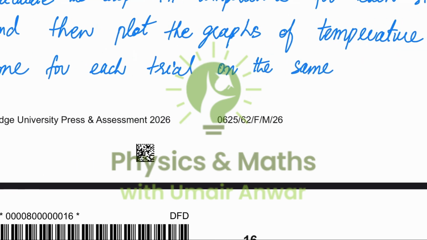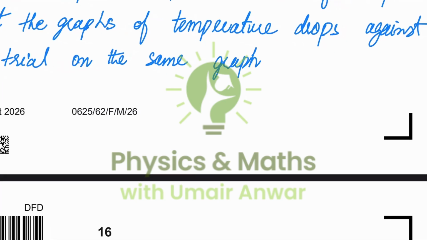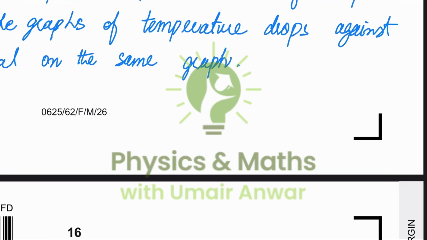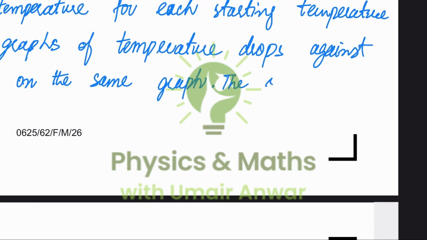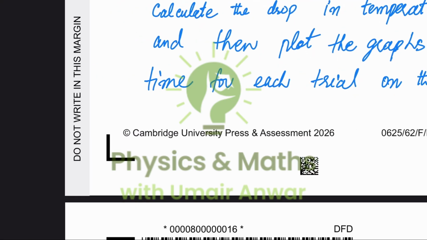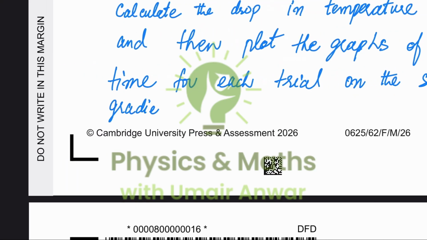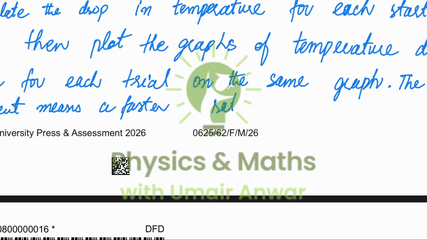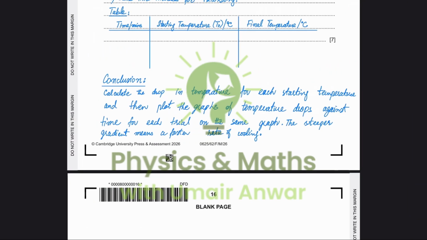Now the gradient of the graph is going to tell us the information about the rate of cooling, and how it is going to show in writing. The steeper gradient means a faster rate of cooling. So this is how we are going to conclude how the starting temperature in this experiment is affecting the rate of cooling.